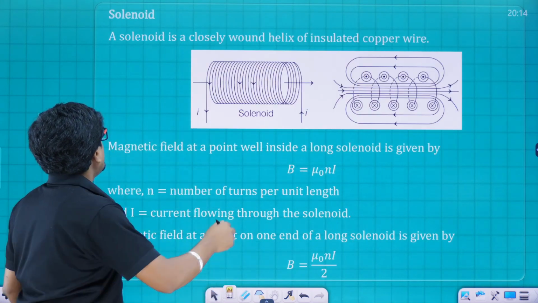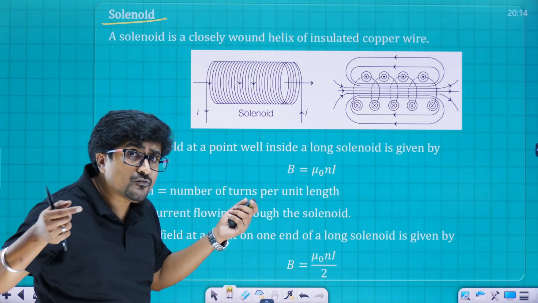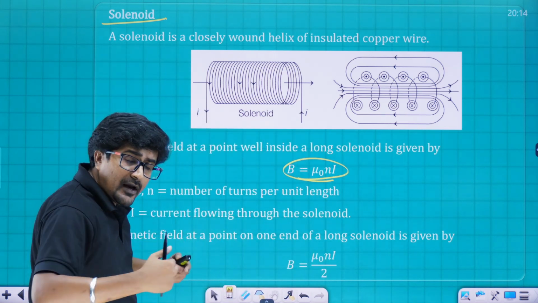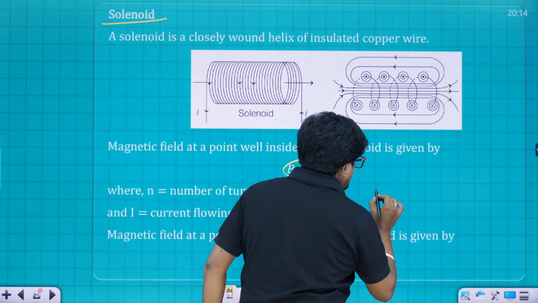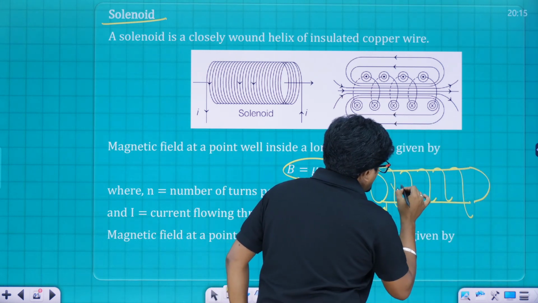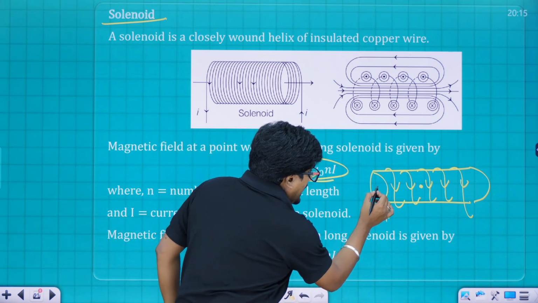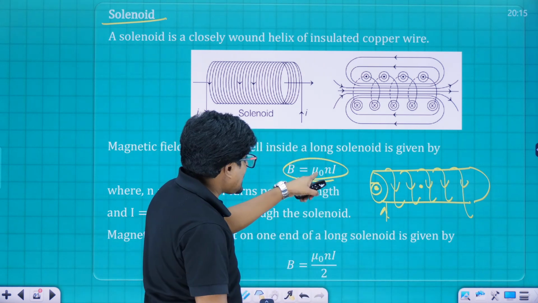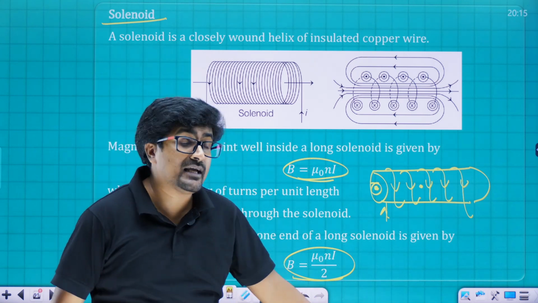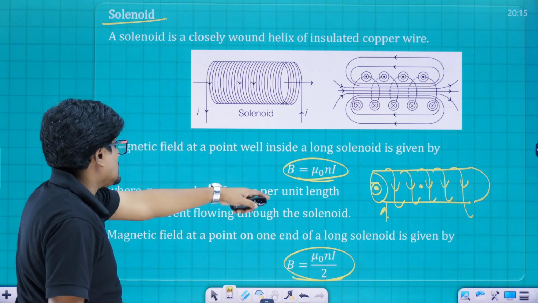Now moving to the next, that is magnetic field due to a solenoid. If we are considering a long solenoid and we need to find the magnetic field at the center, then the general expression is B is equal to mu naught n times I. And if you are finding the magnetic field at one of its edges, it is exactly half of this, that is mu naught n times I by 2, where n is the number of turns per unit length and I is the current flowing through the wire wound across that cylindrical structure.